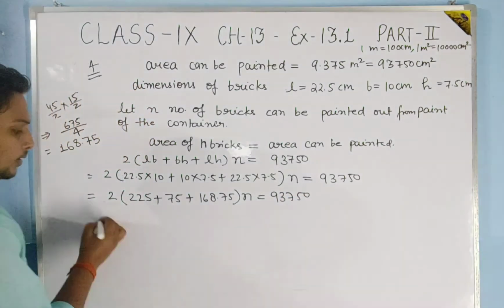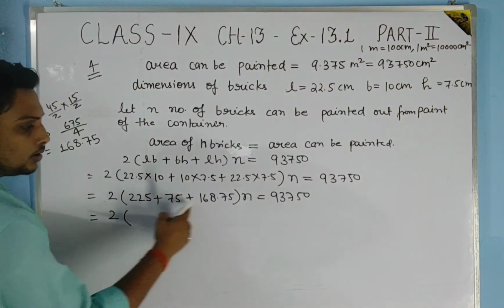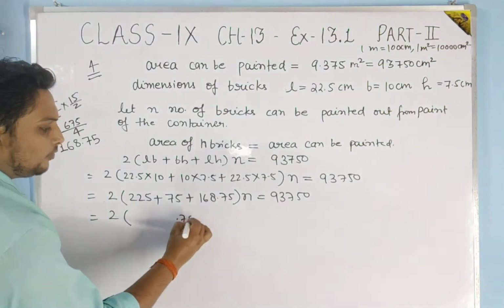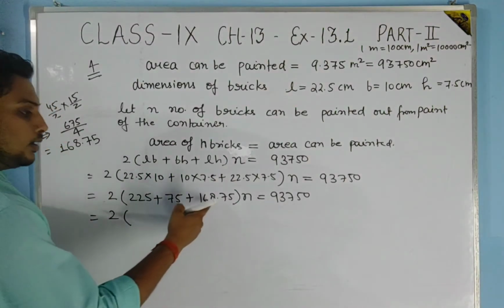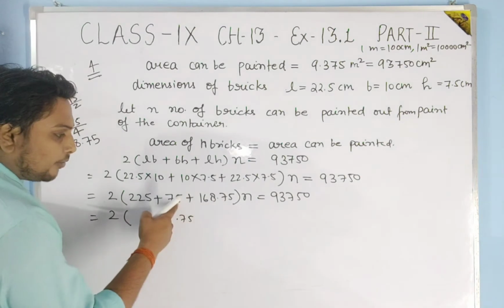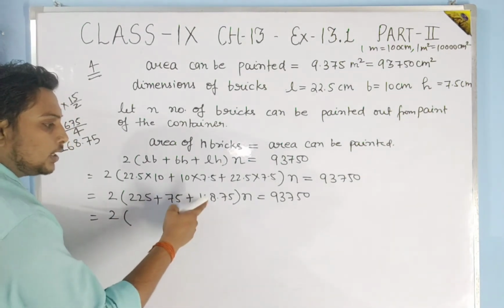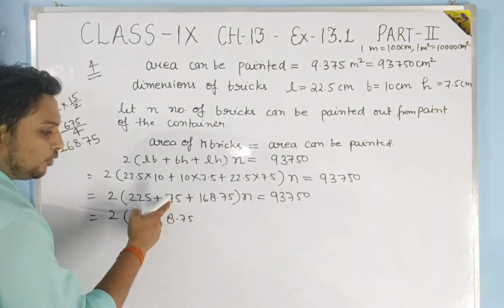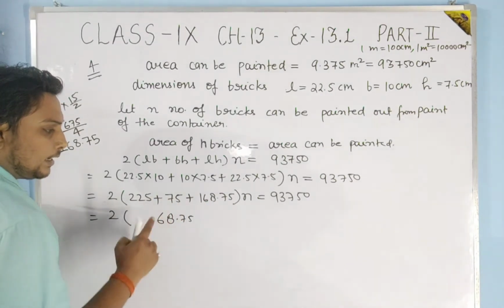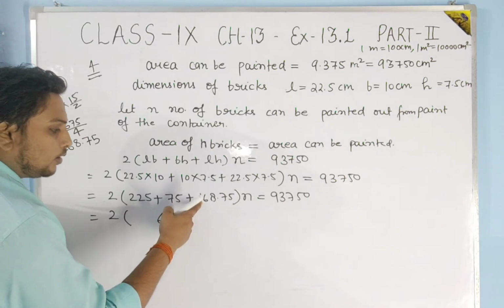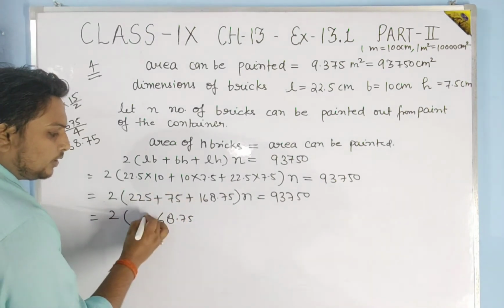And it is n times 93750. Now we have to add, just add 0.75 there. Now 8 and 5 is 13, 13 and 5 is 18, carry 1, 6 and 1 is 7, 7 and 7 is 14, 14 and 2 is 16, carry 1, okay, 1 and 2 is 3, and 3 and 1 is 4.